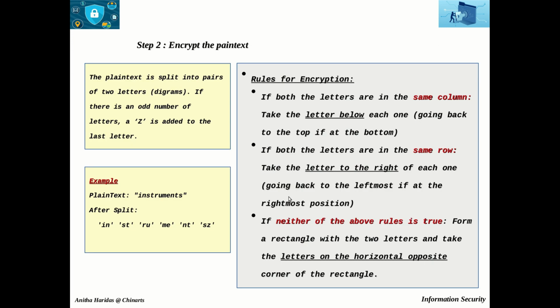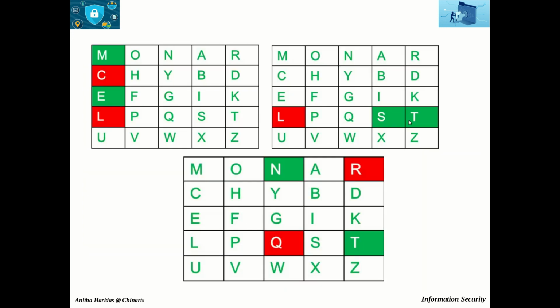So what do we have to do? We have to go back to the leftmost if at the rightmost position. So T is at the rightmost position, so we go to the leftmost. So T will have the next character as L. So S will be replaced by T and T will be replaced by L.